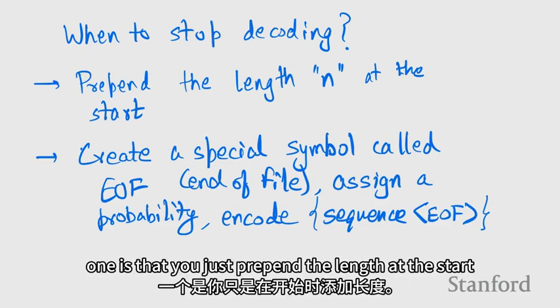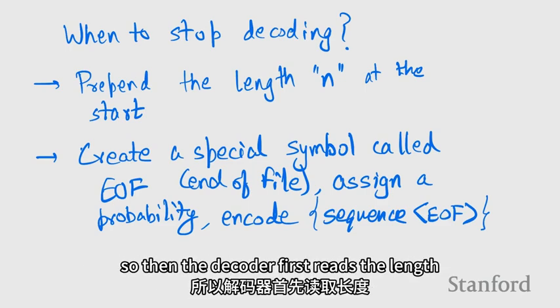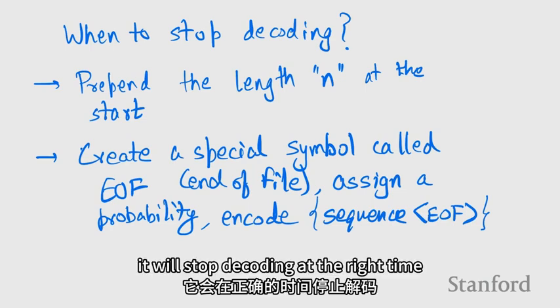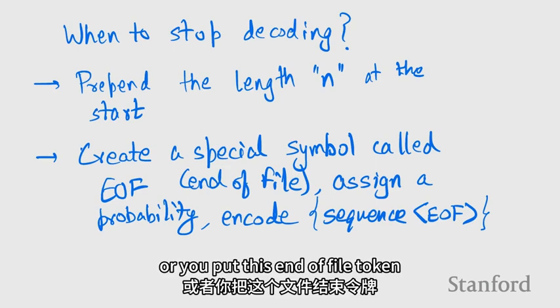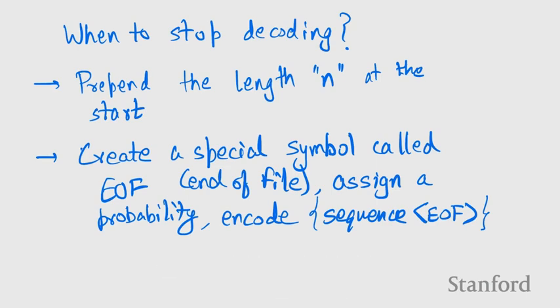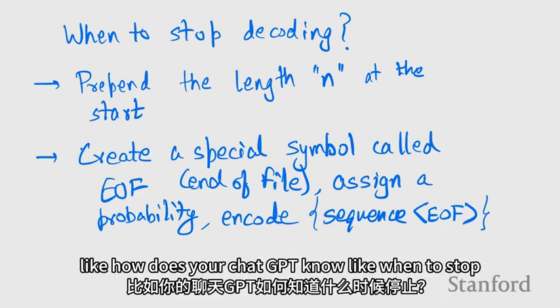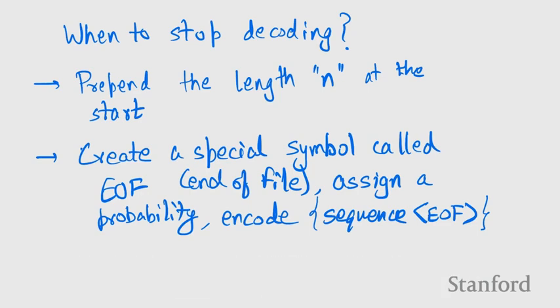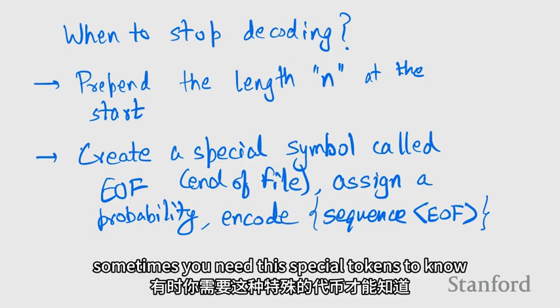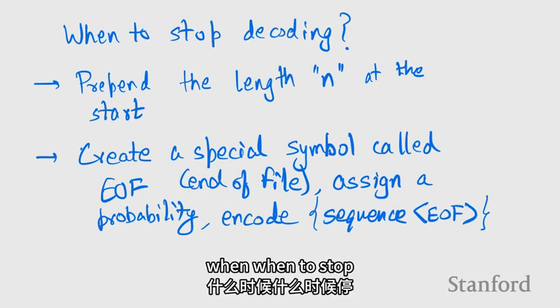One is that you just prepend the length at the start. Then the decoder first reads the length, it knows how much it needs to decode, and it will stop decoding at the right time. Or you put this end of file token. If you have done generative models, LLMs and stuff, they also have such a token. How does ChatGPT know when to stop? Sometimes you need these special tokens to know when to stop.